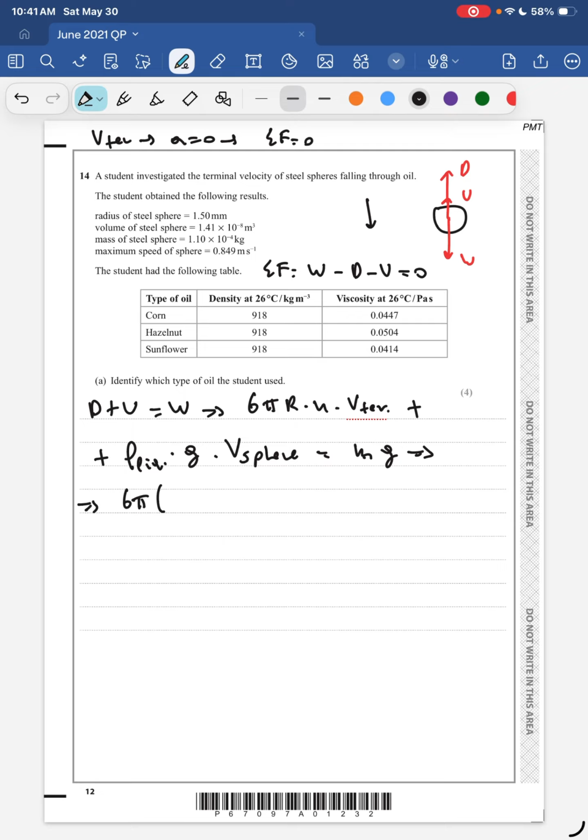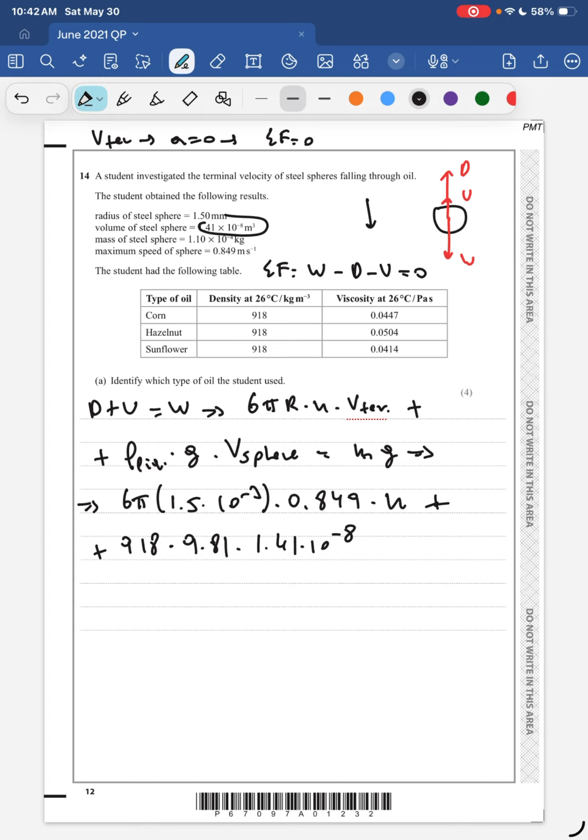So 6 pi times the radius, which is 1.5 times 10 to the negative 3, times 0.849, which is the terminal velocity, times eta, the viscosity, since we don't know it and we are searching for it. Okay, plus 918, which is the density of the liquid, times 9.81, the acceleration of gravity, times 1.41 times 10 to the negative 8 cubic meters, which is the volume which we just use. Okay, maybe we save a few seconds.